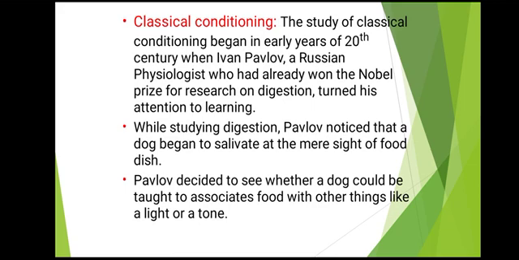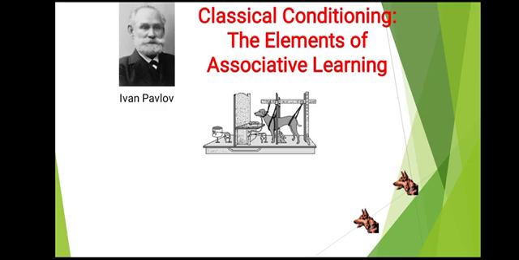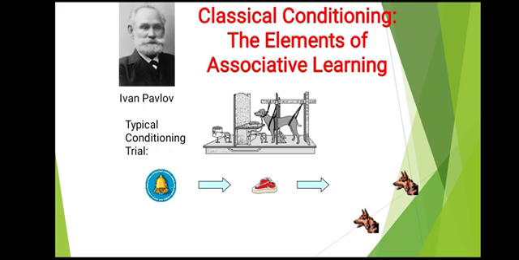To do this, he conducted an experiment, and now we are going to discuss that experiment. First of all, he conducted this experiment on a dog. You can see from this picture that there is a dog. He attached a capsule to the salivary gland of the dog so that he could assess the flow of the saliva.